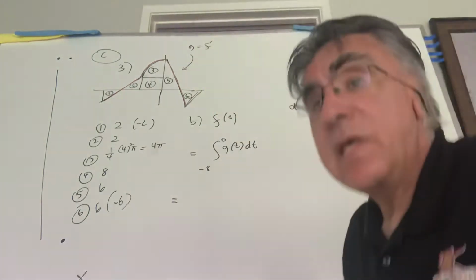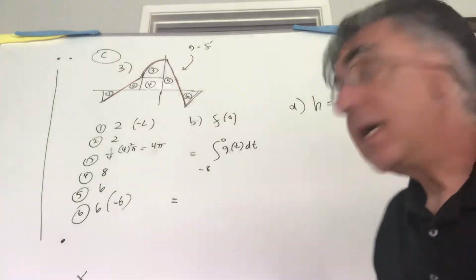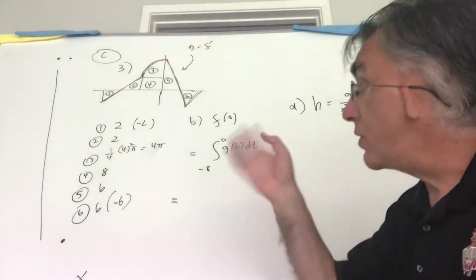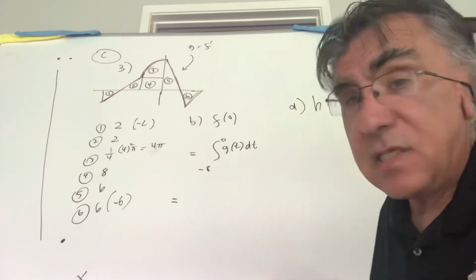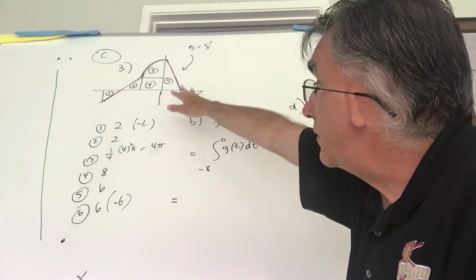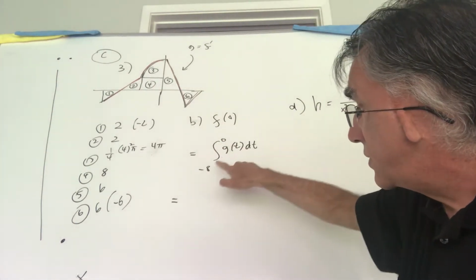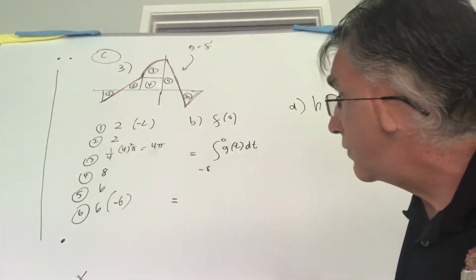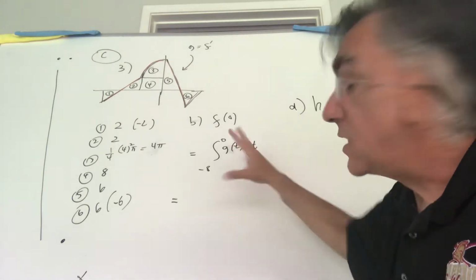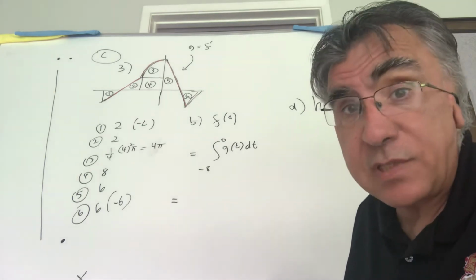Okay, we're looking at 3B and D. Now, before we do the question, let's just talk through it. There's a graph of G, and we know that F is the integral of G, starting from -8 to wherever you want to go. So here's the really important thing, because they have this on almost every exam.